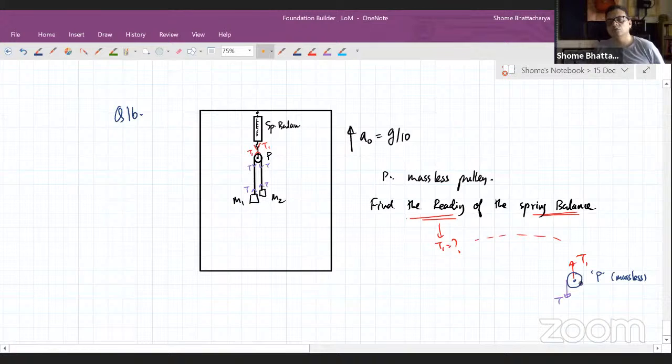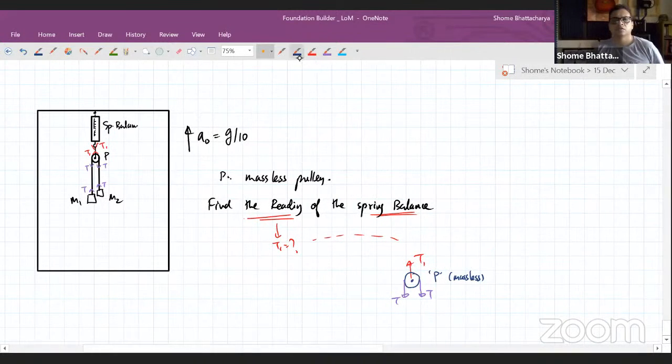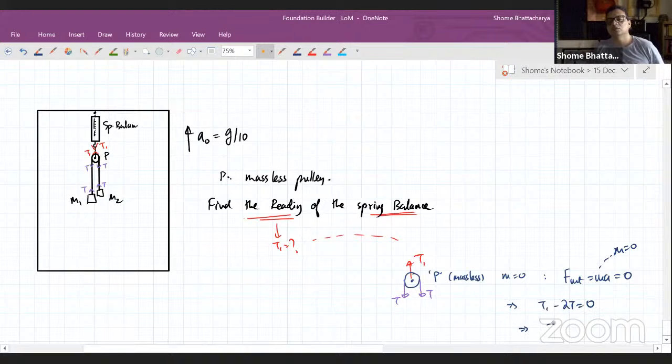But there are two of these sides of the thread pulling it down with T, and because it is a massless object, that means its mass is equal to 0. So the net force on it, which is mass into acceleration, should be 0 because mass itself is 0. So what is the net force? T1 minus 2T, that should be 0. So T1 should be equal to 2T. So that's the first equation now.